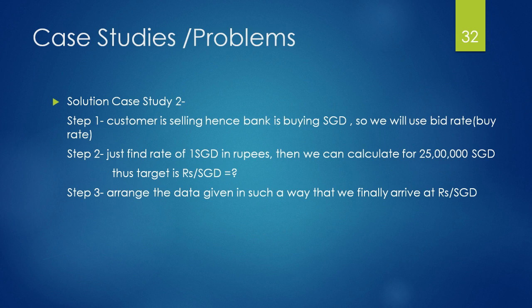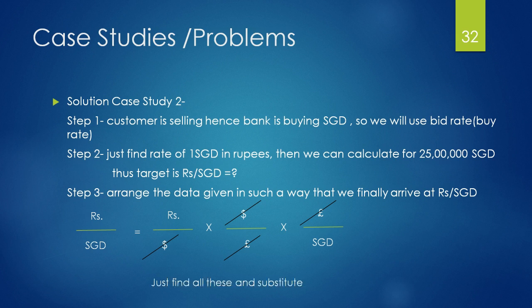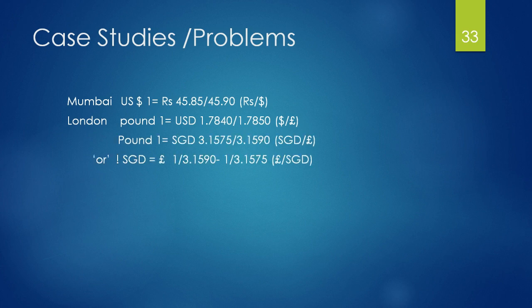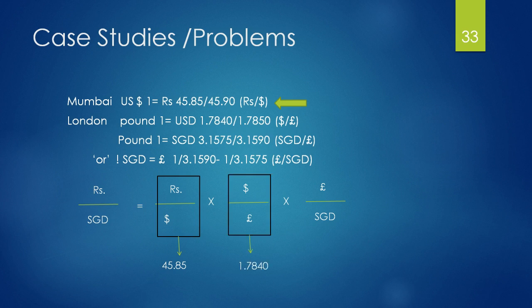Let's start from reverse. Rupees per SGD can be written as rupees per dollar into dollar per pound into pound per SGD. Thus, if I find these three exchange rates, then I can simply substitute these rates and find our required rate. Let me write all these equations again. Rupees per dollar can be found from this equation. Dollar per pound can be found from this equation, but pound per SGD can't be evaluated from this third equation. So we need to find the inverse. So the inverse of this equation is this.